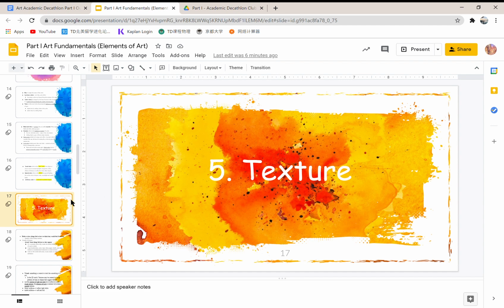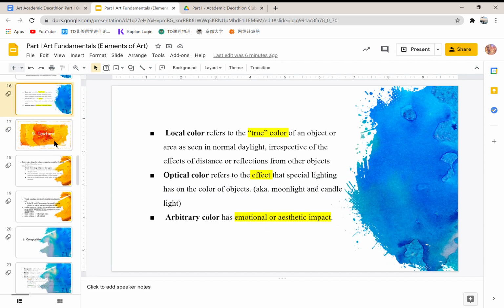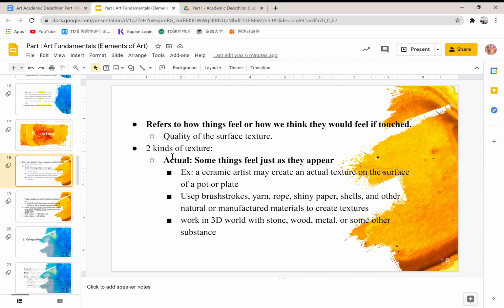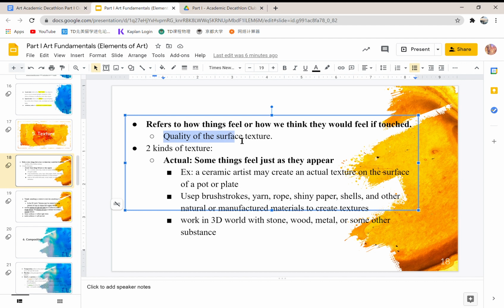The fifth one, we're close to the end, is called texture. Texture refers to how things feel or how we think they will feel if touched. So it's a quality of surface texture. We're really focusing on surface texture here. There are two kinds of texture. The first one is called actual texture, meaning something feels just as it appears.